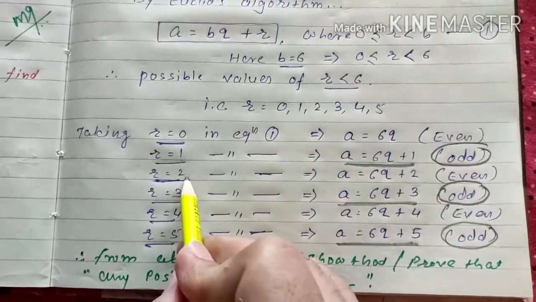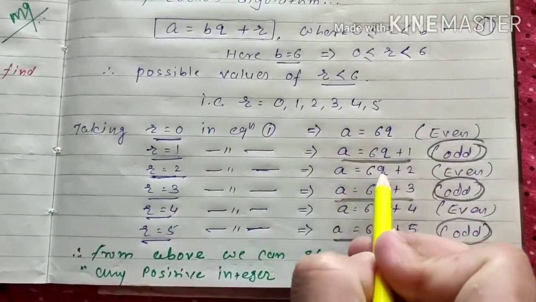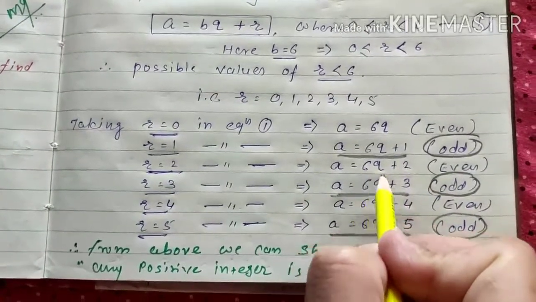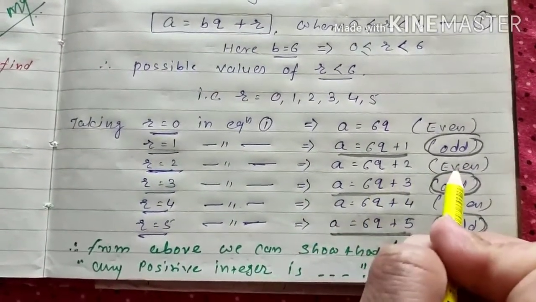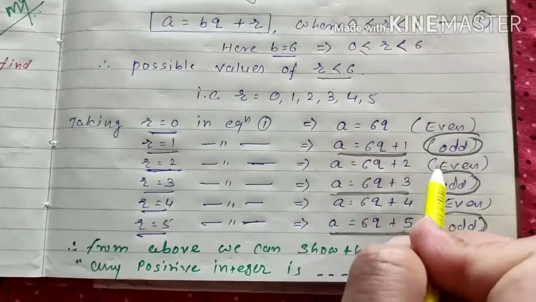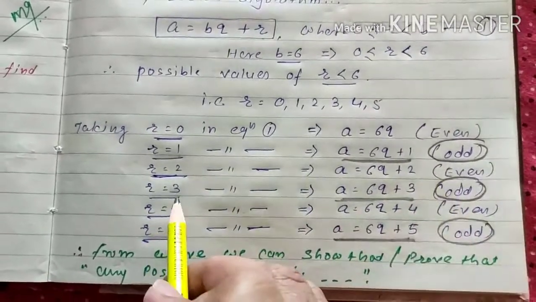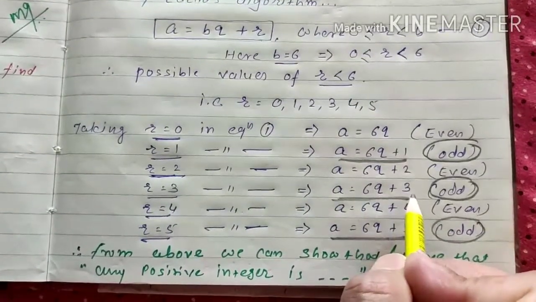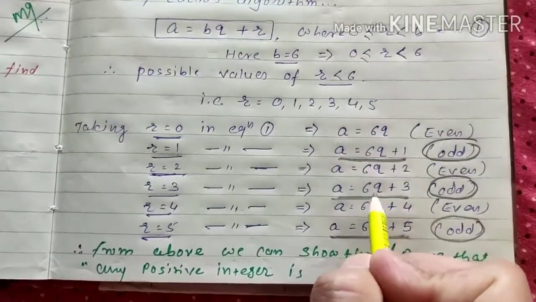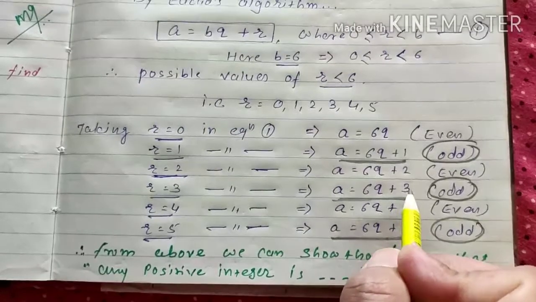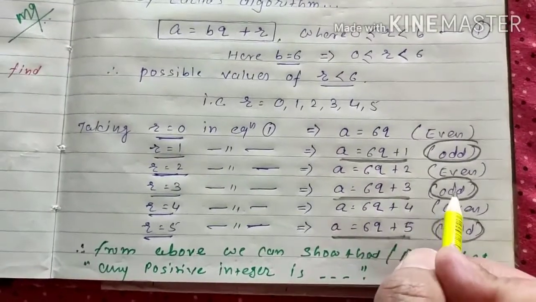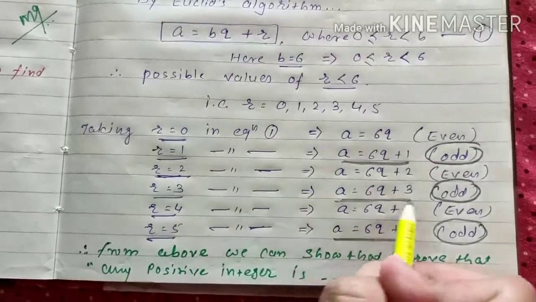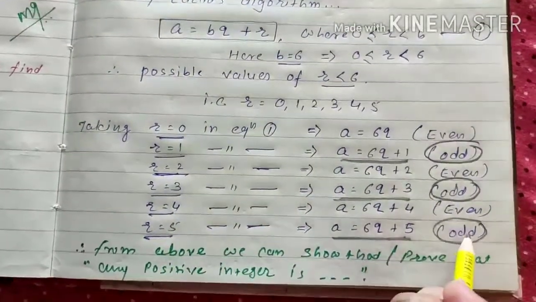If you put r is equal to 2, you will get a is equal to 6q plus 2. If you add 2 to any even number, again you will get an even number. So the final answer a is again even. Take r is equal to 3. So a is equal to 6q plus 3. If you add an odd number to an even number, you will get an odd number. For r is equal to 4, you will get even. Similarly for r is equal to 5, you will get odd.